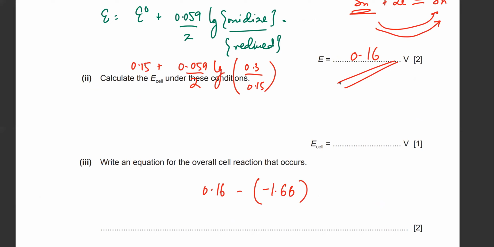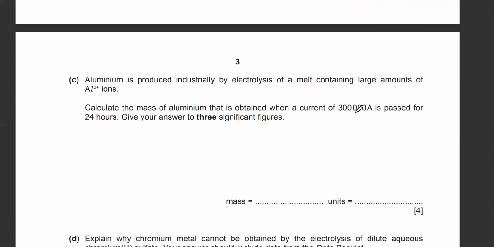So we are going to get what? 1.82. Yeah, that's the value that we're getting. Now, aluminium ions produced by electrolysis of a melt containing large amounts of aluminium ions. So it's this happening. Aluminium ions gaining 3 electrons to form aluminium.